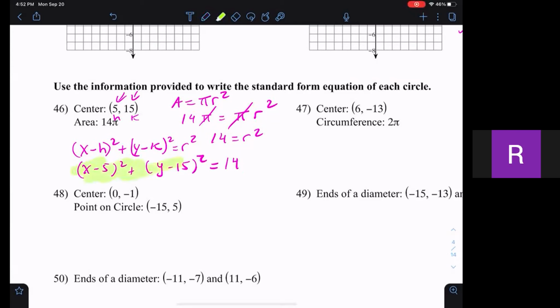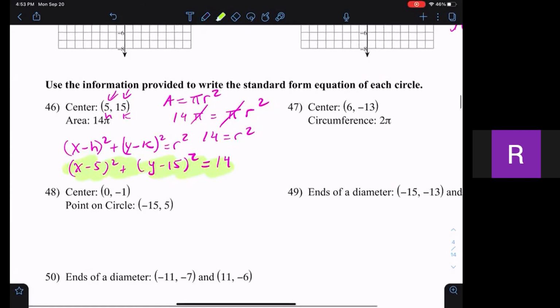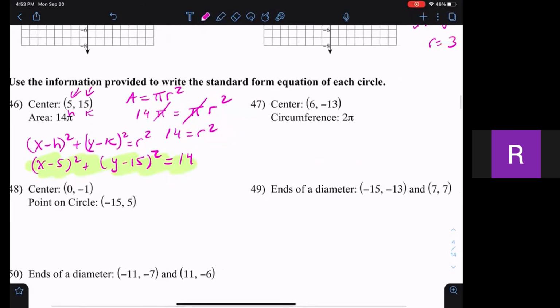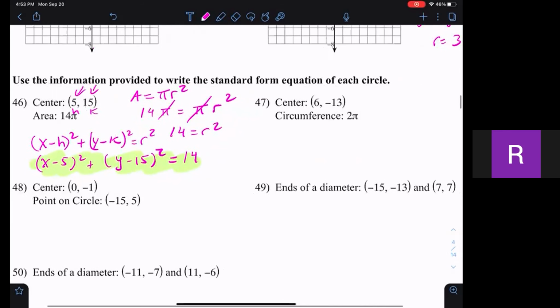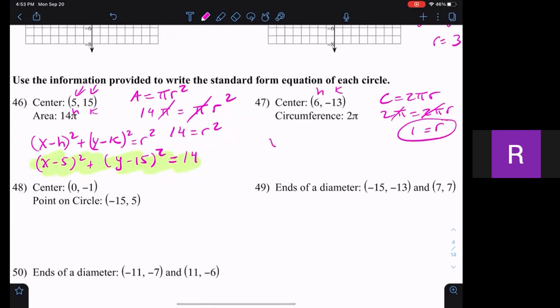This one right here. Okay. Circumference of a circle is 2 pi r, right? Circumference is 2 pi r. They give you the circumference. So you know the radius, it should be 1, right? So that means this is (h, k). So this is going to be (x minus 6) to the second power plus (y plus 13) in this case to the second power is r squared. So r squared is just 1, right? Because r squared, you square both sides, you get 1.